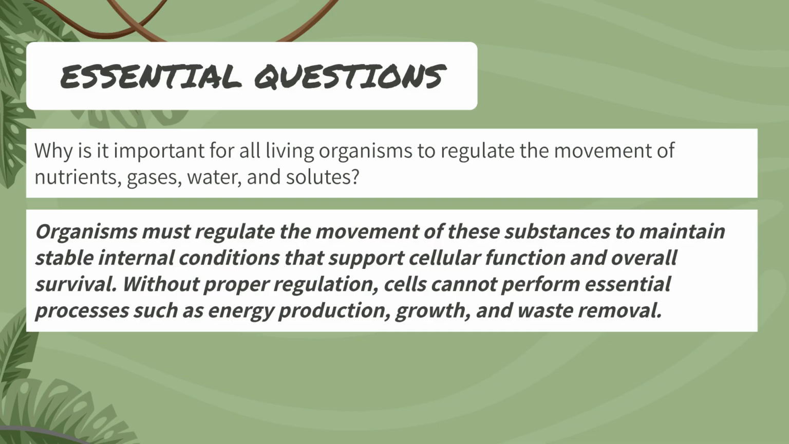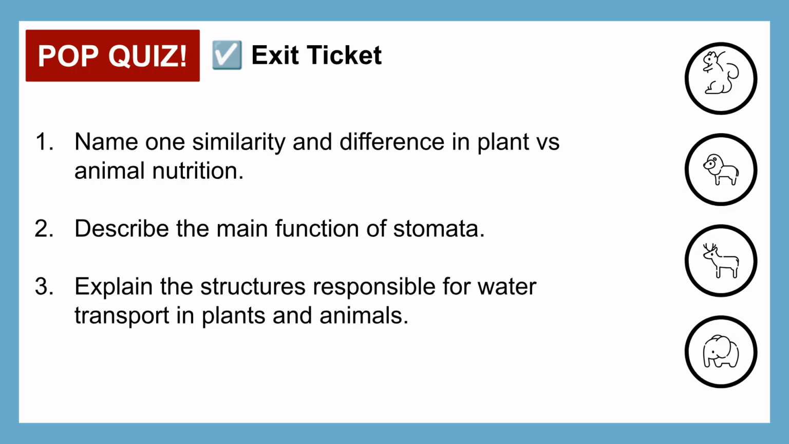To answer this lesson's essential question, organisms must regulate the movement of these substances to maintain stable internal conditions that support cellular function and overall survival. Without proper regulation, cells cannot perform essential processes such as energy production, growth, and waste removal. To check your understanding, compare plants and animals when it comes to nutrition, describe the function of stomata, and explain how water is transported in living systems.